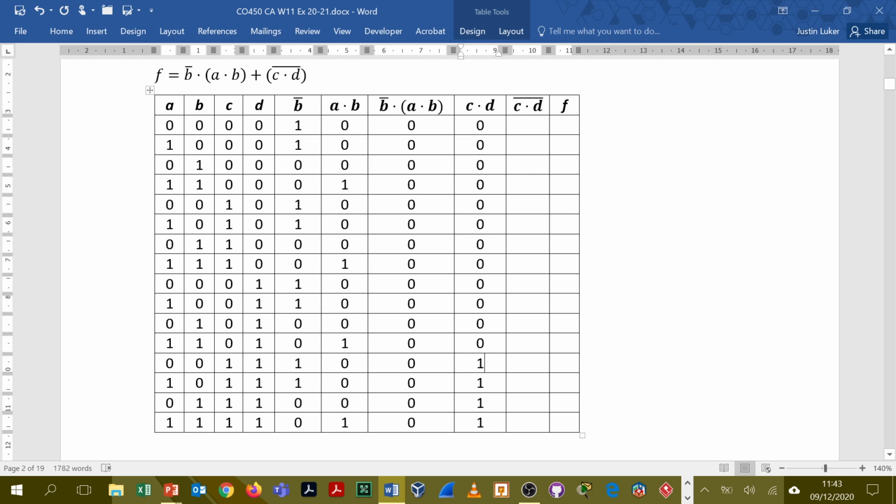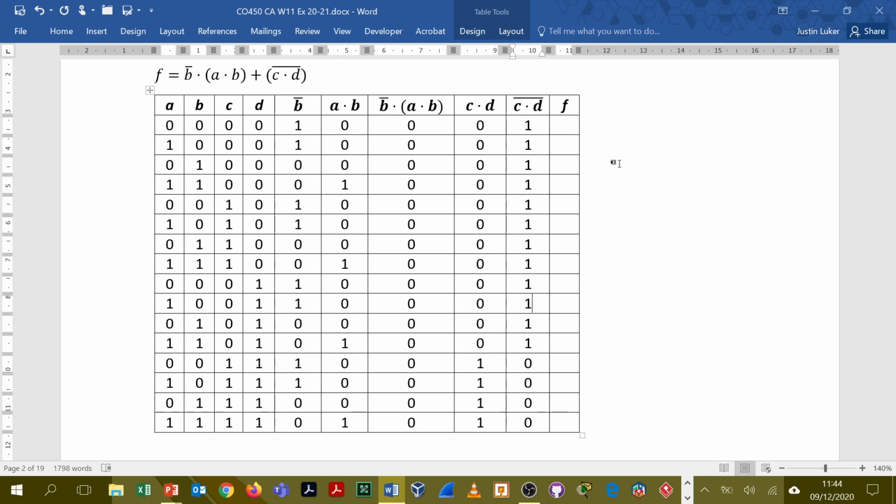Okay, but we're going to invert this, don't forget. So not C and D, which means it just simply inverts what we just had. So all those zeros suddenly become 1s, and the 1s become zeros.